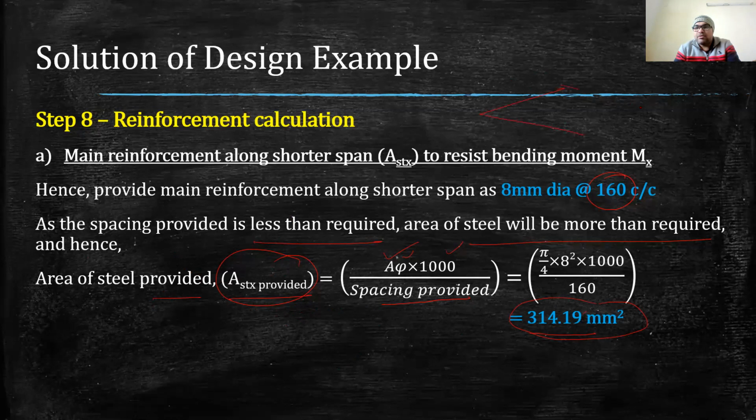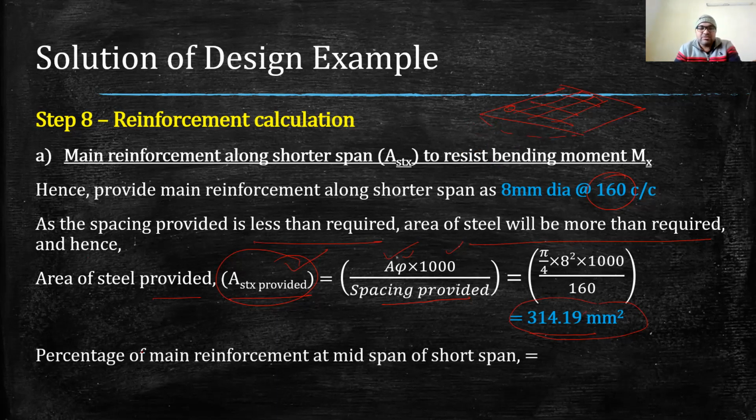So generally, the bottom reinforcement and the top reinforcement will be something like this. When the slab is bending, the bottom reinforcement will have maximum deflection, and therefore in the deflection check, the amount of bottom reinforcement, their percentage, is required to perform the deflection check. So now we have calculated the ASTX provided, and we also need to find the percentage of main reinforcement, because that will be the bottom reinforcement.